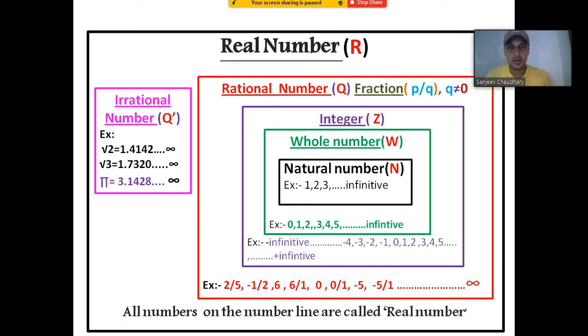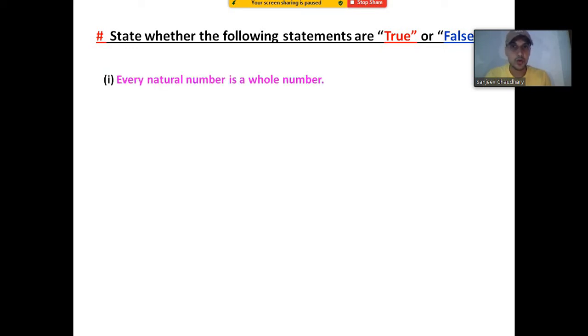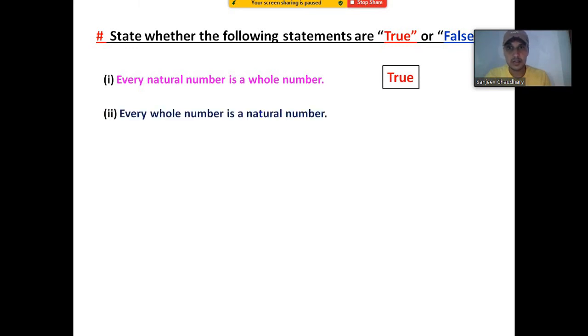So let us do some questions which would be based on this. The first question, we have to just do true and false. Every natural number is a whole number. Yes, every natural number is a whole number. It's possible because in the whole numbers, all the natural numbers will exist. So it's true. Next, every whole number is a natural number. No, not possible, because in the whole numbers there is 0, but in the natural numbers there is no 0. So we can say that this is not possible. This is false.